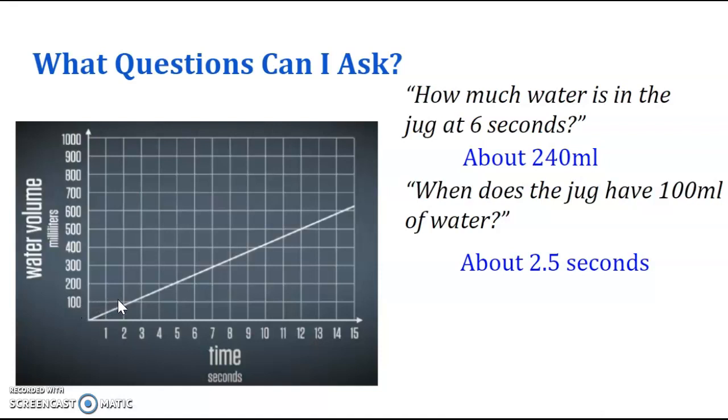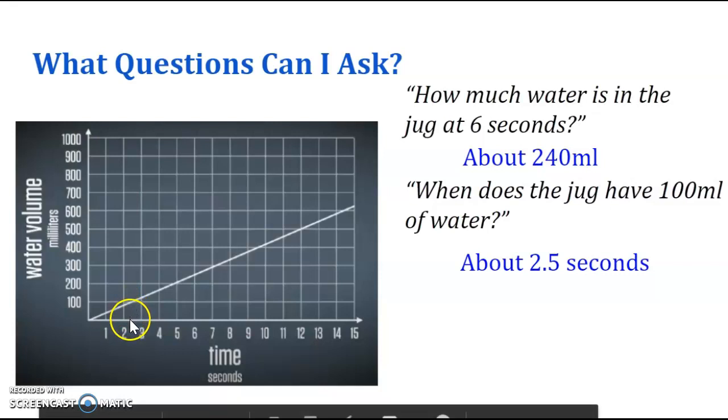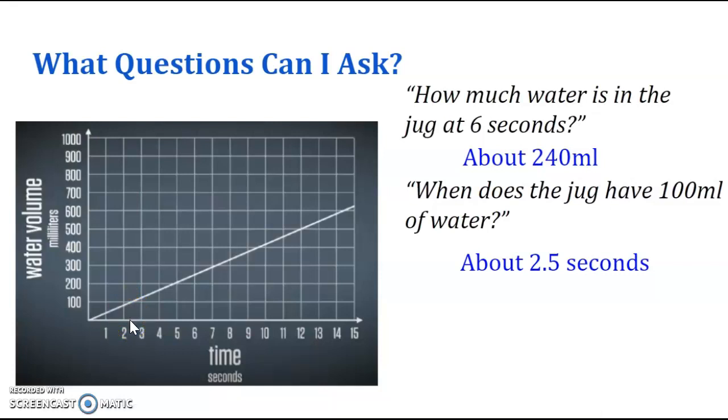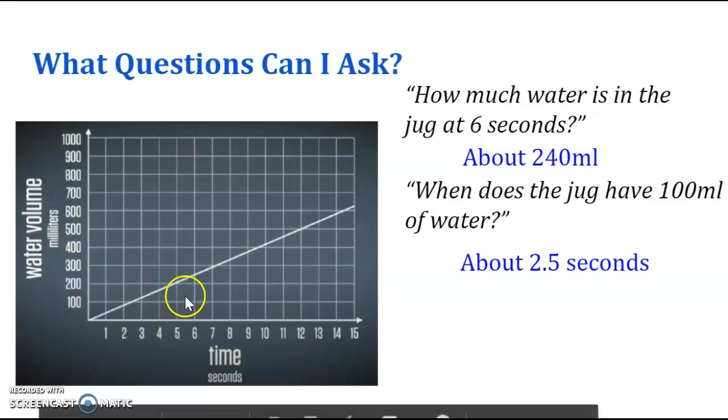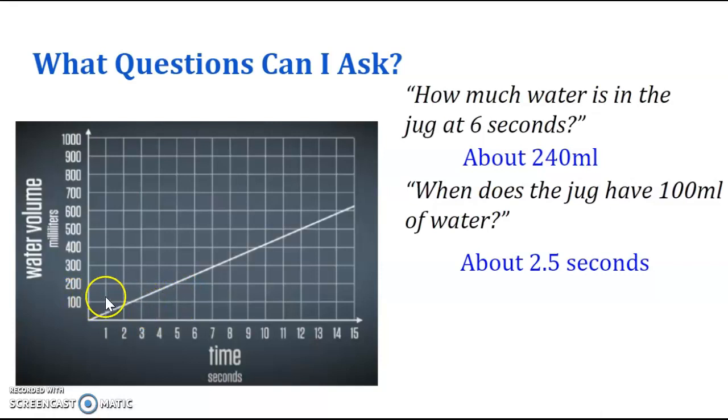And so then we go across, find the point on the graph. The graph is right here. And if I go straight down, we know that it's somewhere between 2 and 3 seconds. So I'm going to say about 2.5 seconds. So we know that at 2.5 seconds, the water level was at 100 milliliters. That's what we just said.